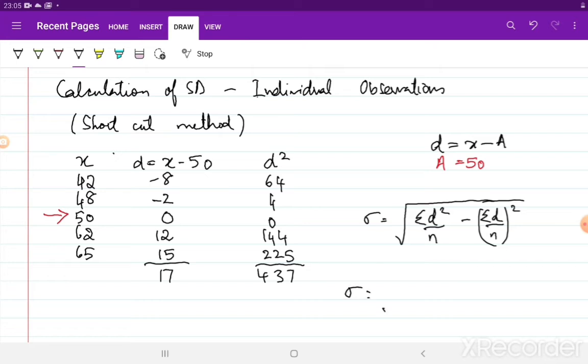So sigma is root under 437 divided by 5 minus 17 by 5 the whole square, which will be 8.70, or actually 8.71, because when you round it off, that's what you get. So this is how you will calculate your standard deviation using the shortcut method.